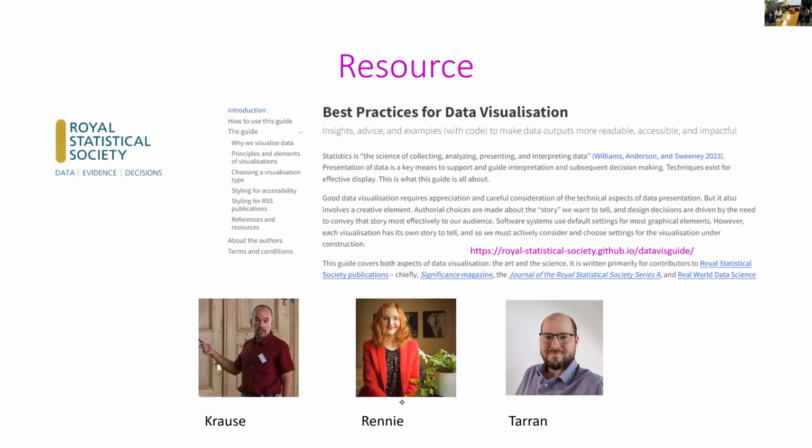And they talk, the initial talk we did was why we do data visualization. That was talk one. Talk two, we did principles of data visualization. Last week we did choosing the different types of data and the relationship of data. That was last week's talk. So today's talk is styling for accessibility and styling for RSS. So I'm going to talk about these two aspects today, right? So that's where we are today.